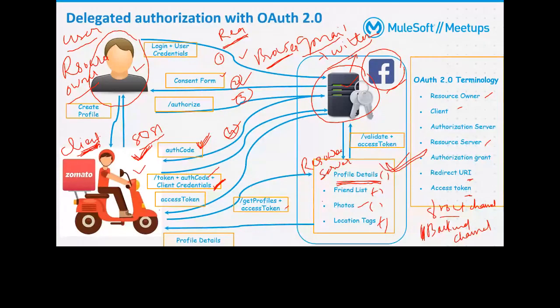Okay. Maybe we can take one last question for now and then we can continue. Abhay is asking about authorization code versus implicit grant type.